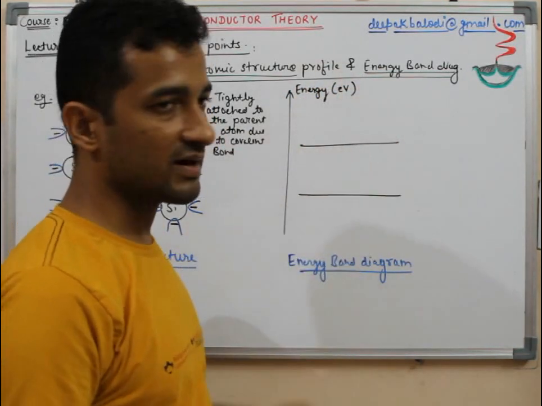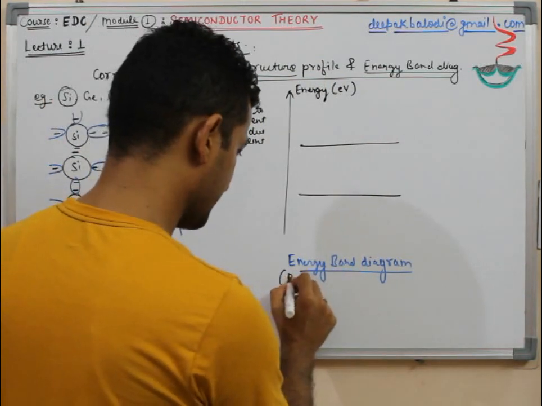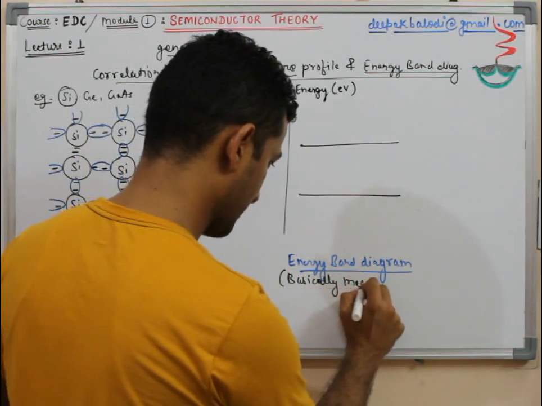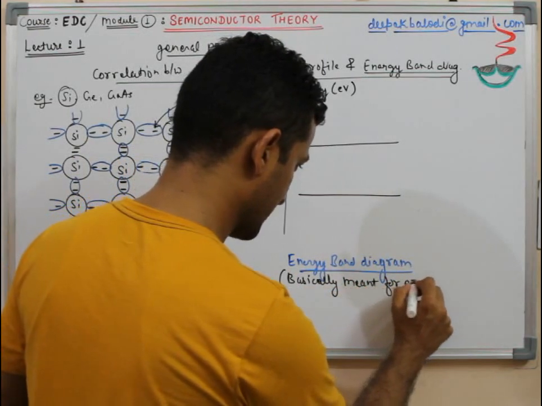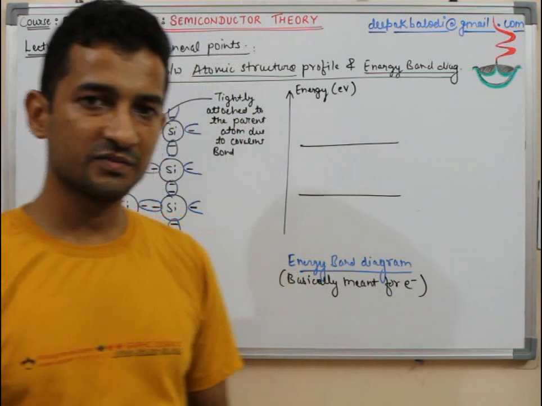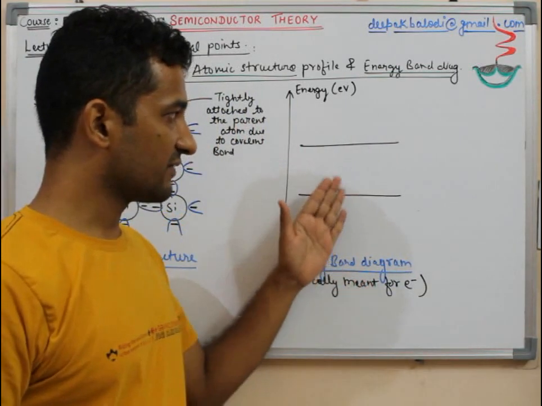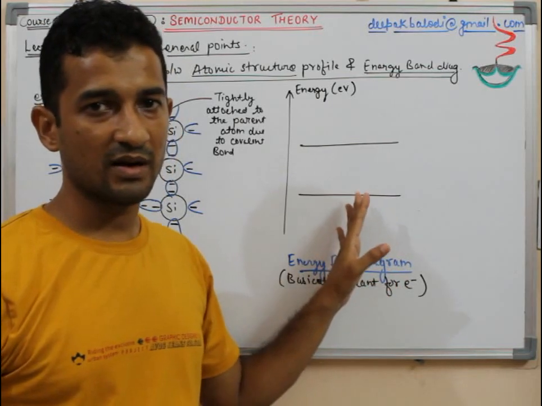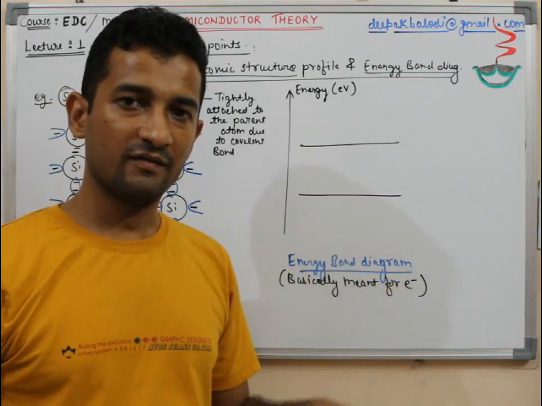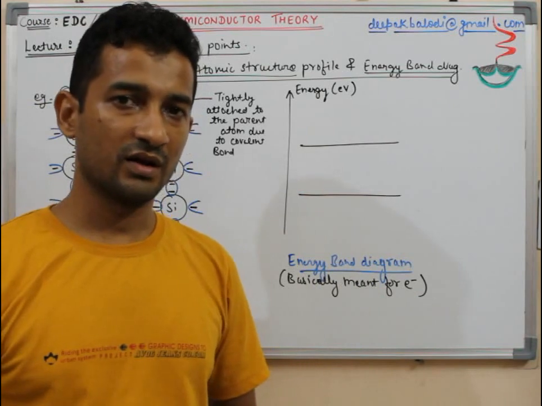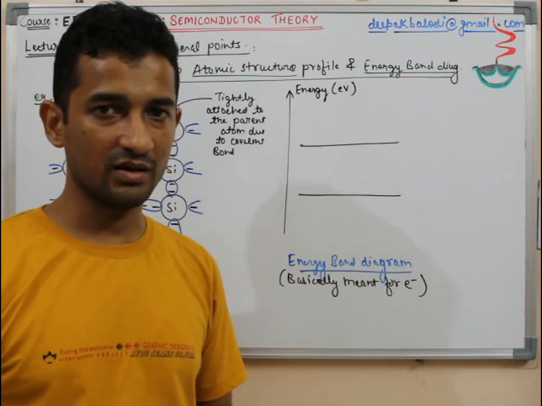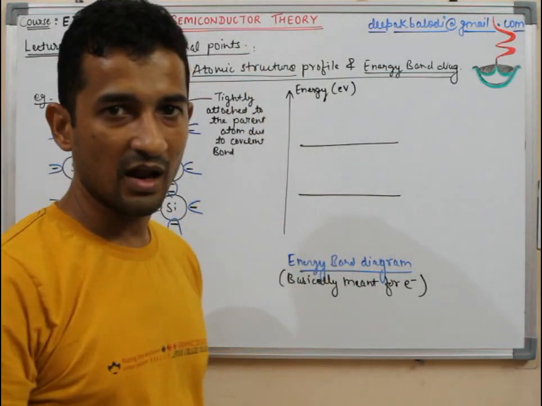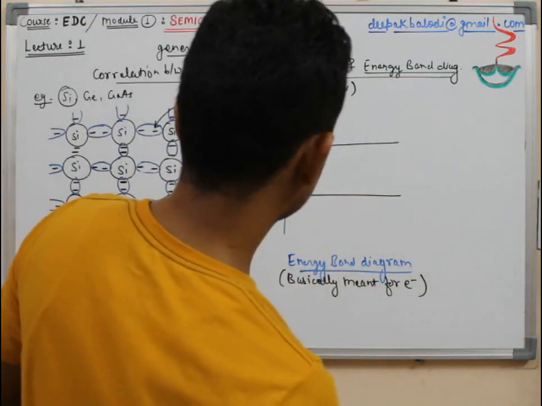And this whole energy band diagram is basically meant for electrons. Why am I mentioning this? Because after some time we'll be indicating hole energy also here, but fundamentally the energy band diagram is meant for electrons. If we have to fetch any information for the energy of holes, we'll reverse our theory for electrons. So this side is the increasing amount of energy levels for the electrons.